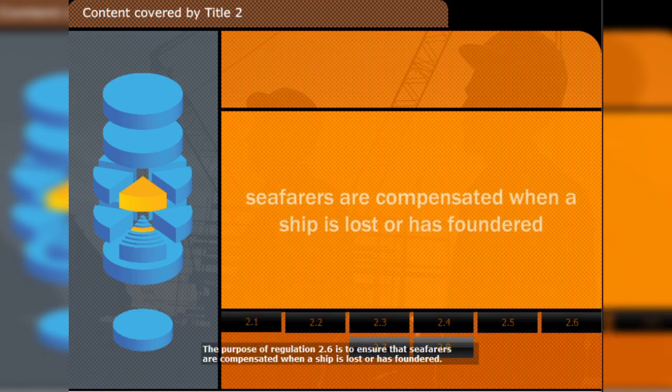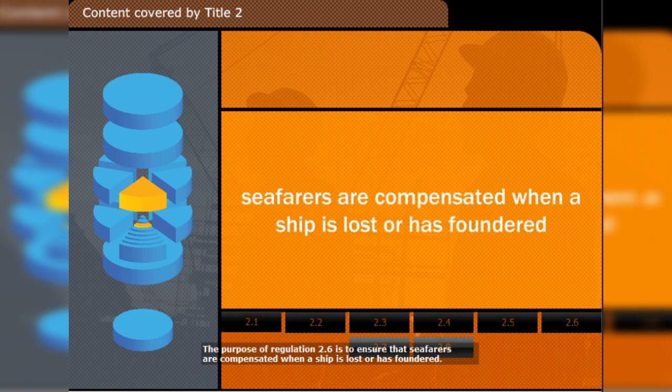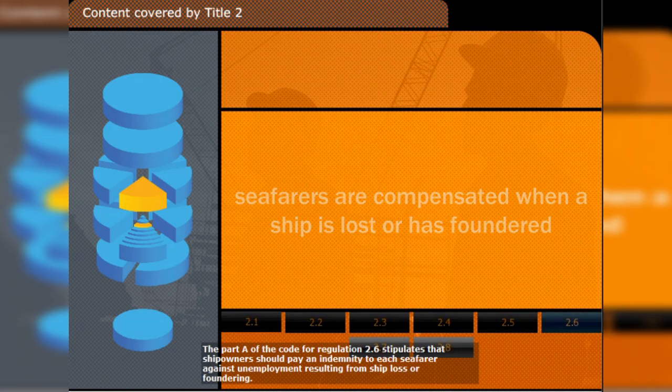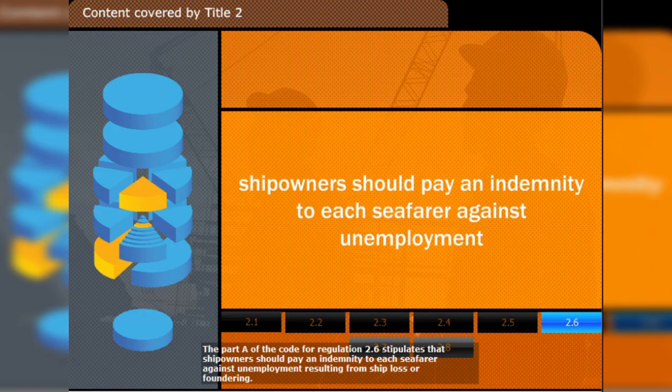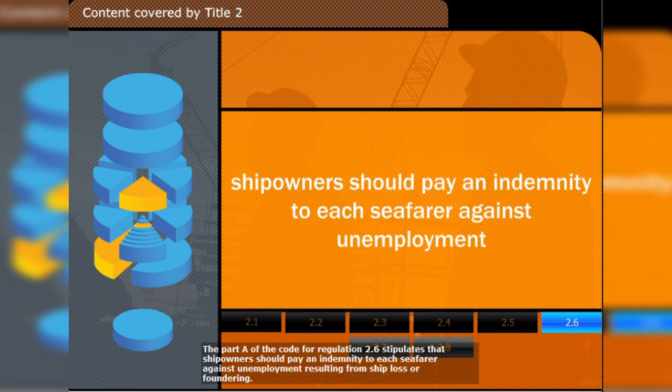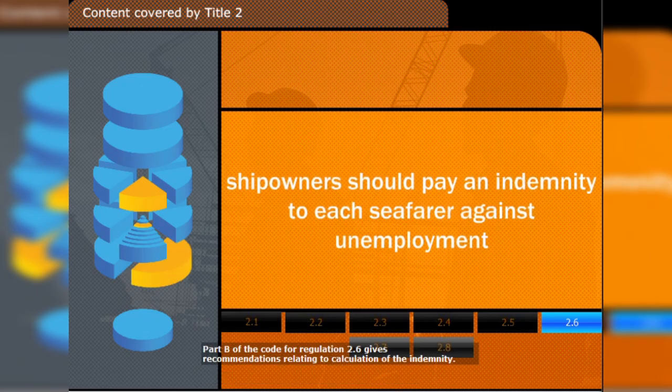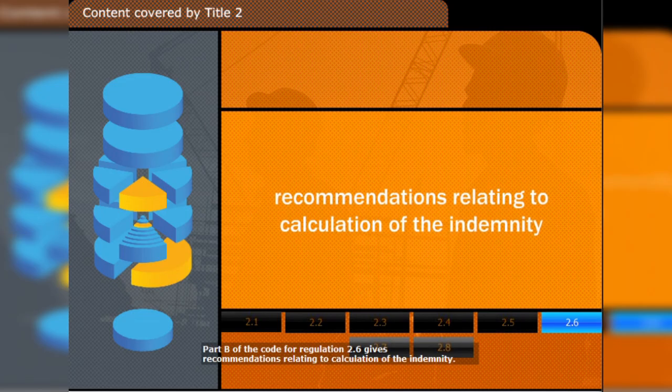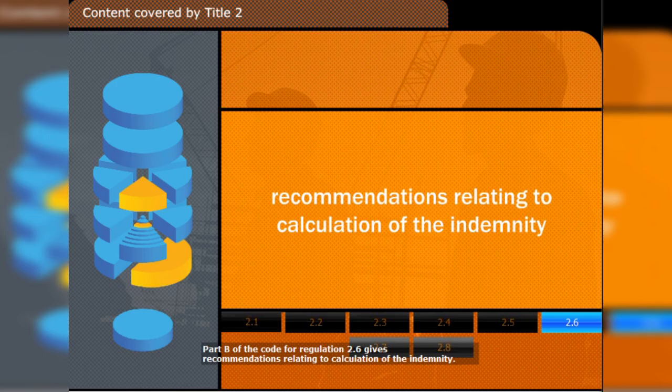The purpose of Regulation 2.6 is to ensure that seafarers are compensated when a ship is lost or has foundered. Part A of the Code for Regulation 2.6 stipulates that ship owners should pay an indemnity to each seafarer against unemployment resulting from ship loss or foundering. Part B of the Code for Regulation 2.6 gives recommendations relating to calculation of the indemnity.